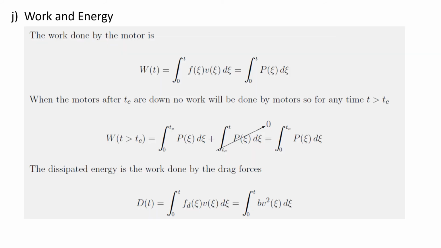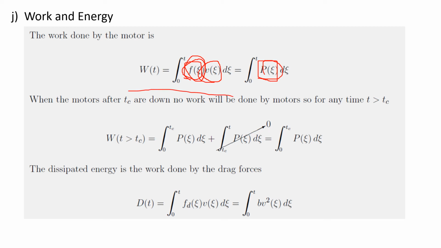And remember, we have the problem J. We need to calculate the work and the energy. If we have the velocity function and multiply the force function, it becomes power. We already have the power function, so we don't need to do the multiplication. If I have the power function, I integrate from 0 to a certain time, and I can directly get the total work done during this time interval.